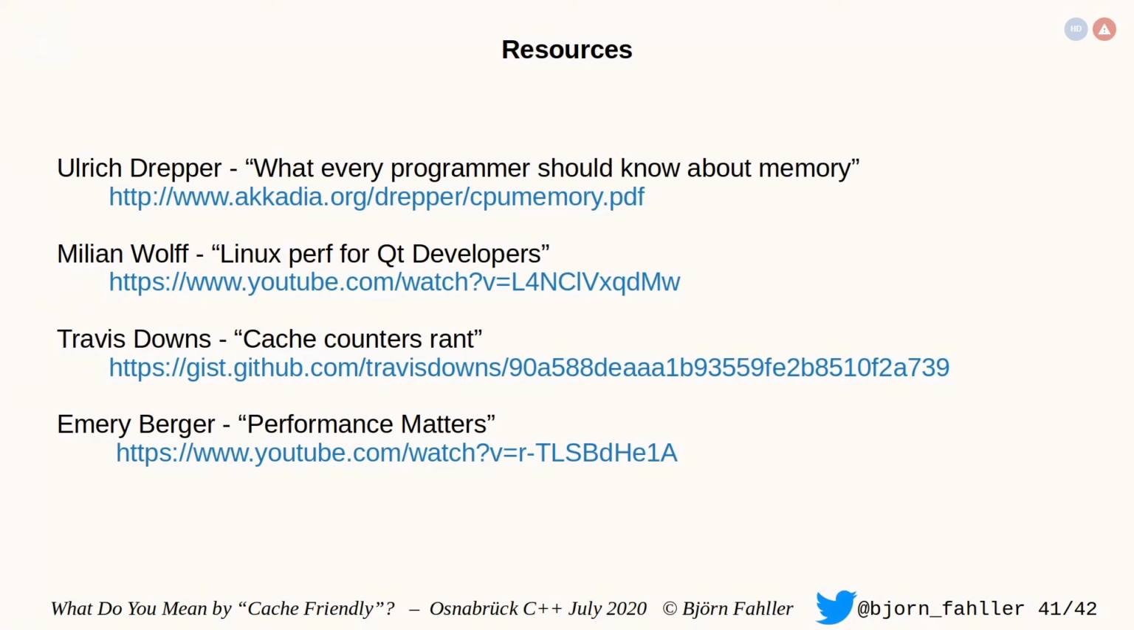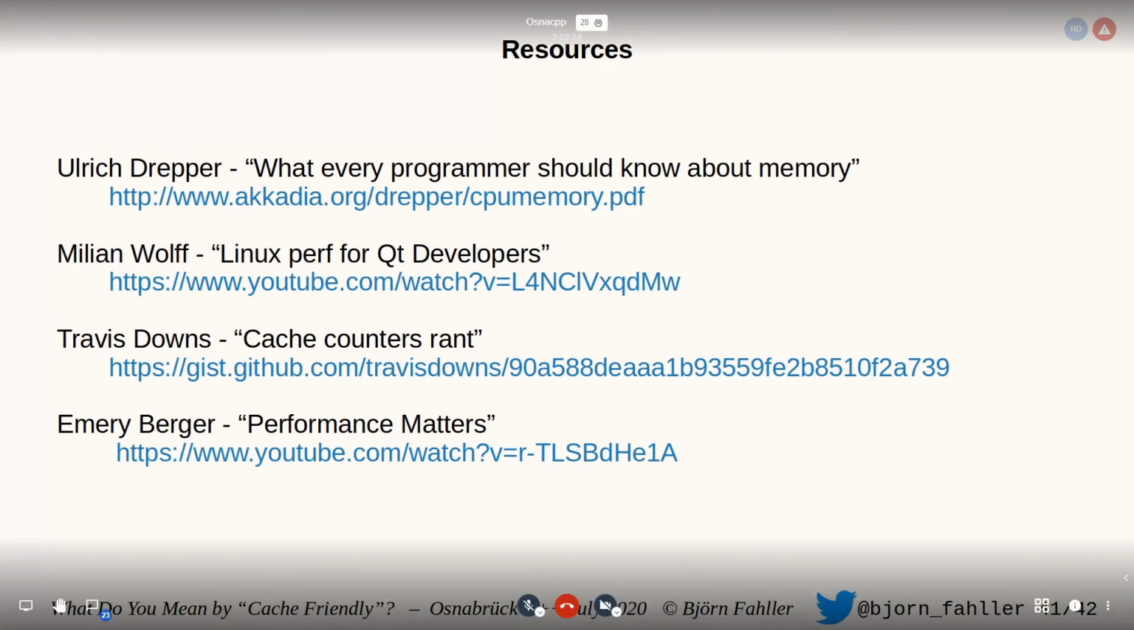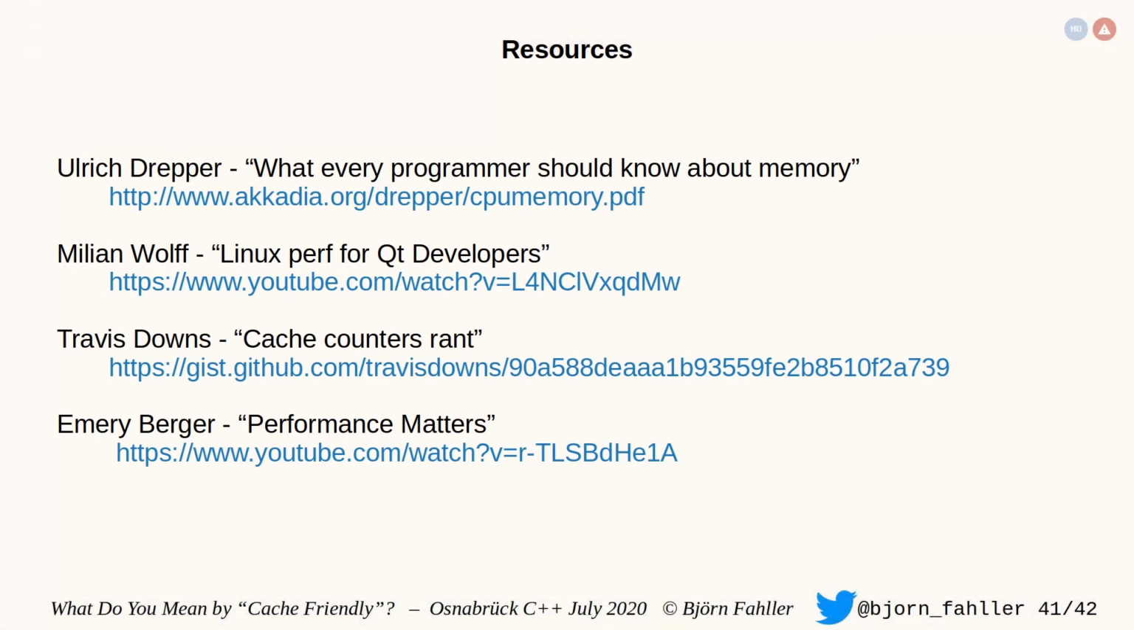Some resources. Ulrich Drepper's paper, which is definitely not everything every programmer should know about memory, because he starts with how you make transistors from silicon. Milian Wolff had a presentation at a Qt conference a couple of years ago. It's an amazing talk if you want to learn how perf works. It's a little bit dated. There are a few things that are not correct, but mostly it is. Sorry for this absolutely horrible GitHub link to Travis Downs' cache counters rant. That was his amazing response to me being confused about having more than 100% cache misses, and it's great.